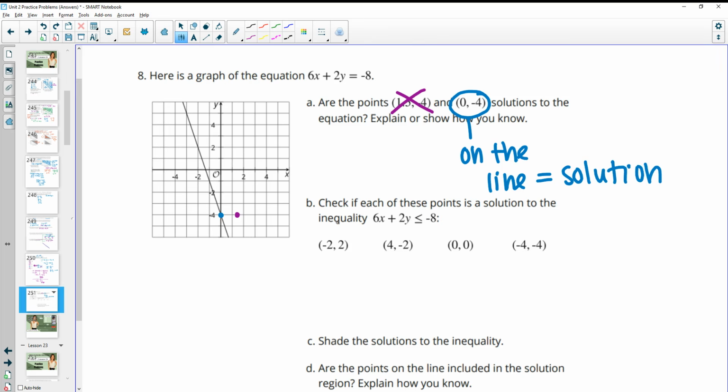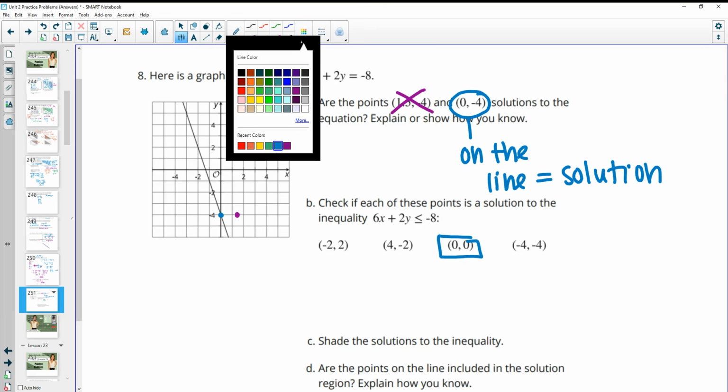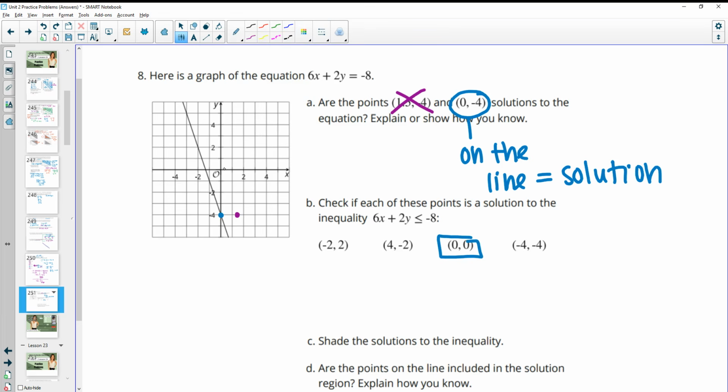Now, part B wants us to check if each of these points is a solution to this inequality. So you can certainly plug these all in. I'm going to start at 0, 0. So I'm going to plug in 0, 0 so that I can figure out the shading zone. Okay, so I'm going to plug in 0, 0 and see if it's a solution.